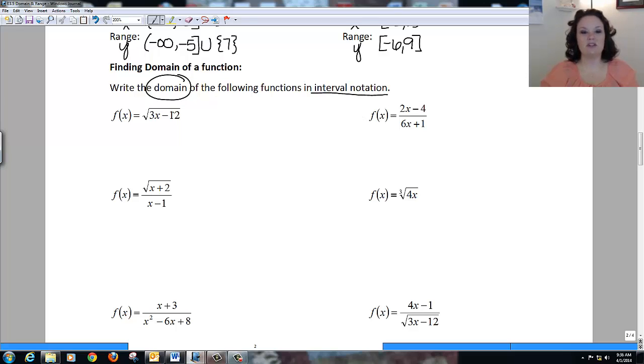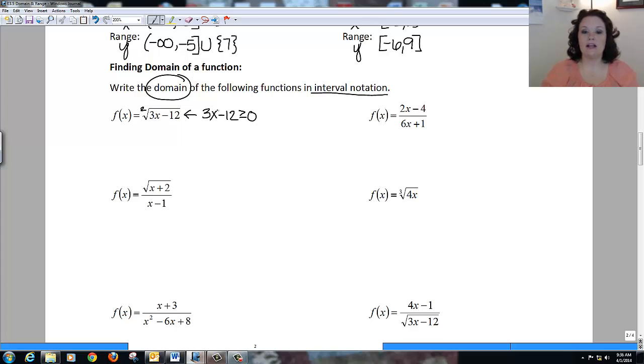Okay, so for this first one, I have the square root of 3x minus 12. And I look, do I have a denominator? Here I do not, so I don't have to worry about that. The second thing I look for is, do I have an even root? And I do. This is a square root, right? If there's not a number written there, it's an implied 2. Since it's a square root, I know that my radicand has to be greater than or equal to 0, because it can't be negative, because I can't do the square root of a negative number.